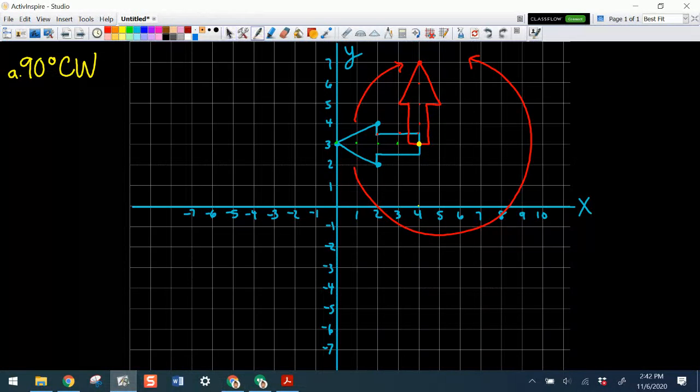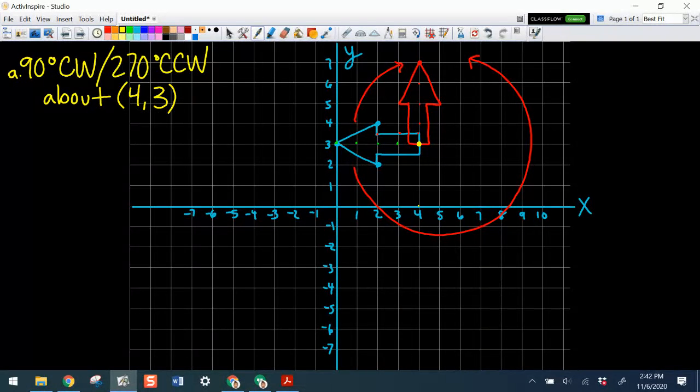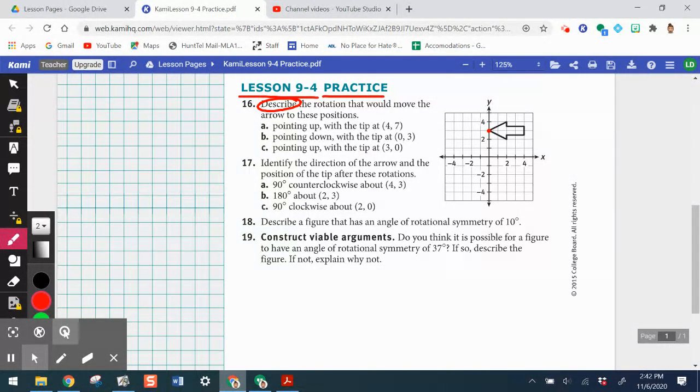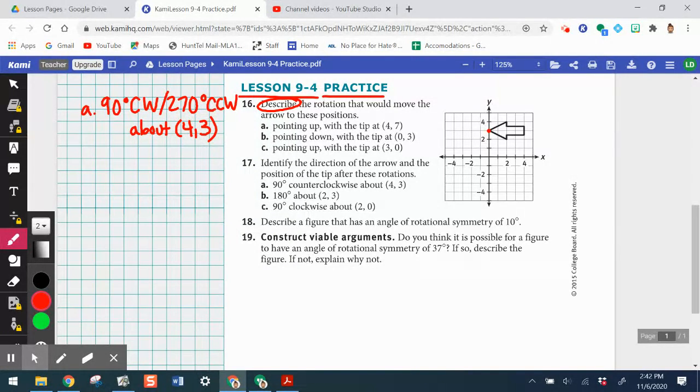So we're going to say a 90 degrees clockwise rotation or 270 counterclockwise rotation about the point 4, 3. And so we'll go ahead and add that to our page on lesson 9-4 practice. So A is a 90 degree clockwise or 270 counterclockwise about 4, 3. Now let's look at B. B says pointing down with a tip at 0, 3.